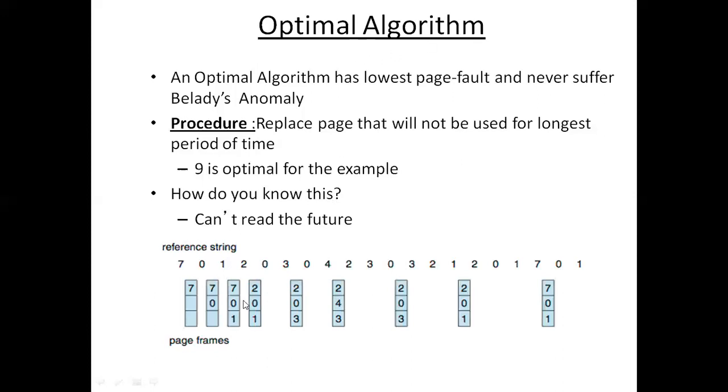But how does it work? Look at the same string that I had taken for FIFO. For this same string, let's apply the optimal algorithm. The optimal algorithm says: replace the page that will not be used for the longest period of time. Let's take the string. First 7, then 0, then 1. Then you have the page 2. Now which will you make the victim, 7, 0 or 1? Look at 7, whether it is being used anytime.